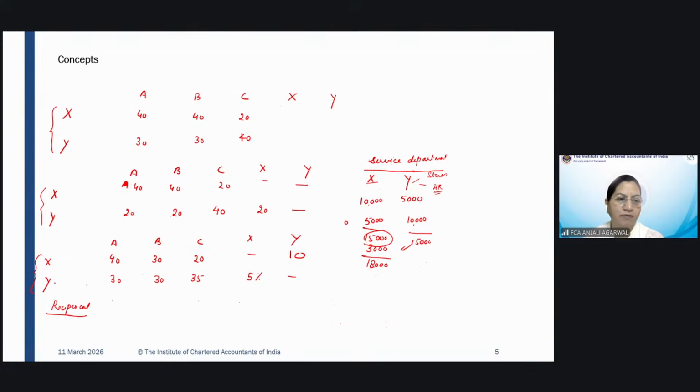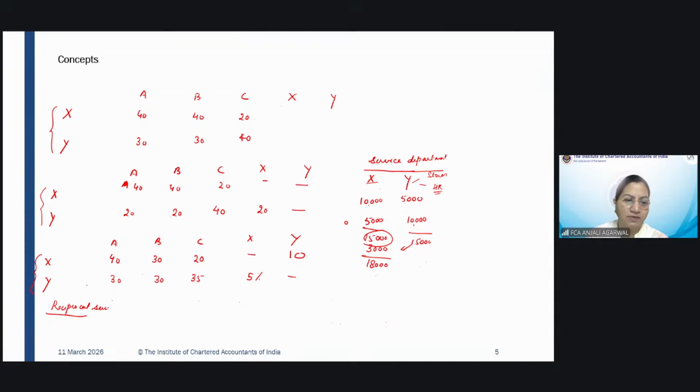But if X is canteen, Y is HR. So Y will recruit for all the departments, including the chefs and the cooks and the helpers, attendants for X. And X being, let's say, the canteen department, all the employees of A, B, C, and Y also come and eat in the canteen. The allocation of the service department expense to itself will not be done. The first one is simple, second one is step ladder, third is reciprocal services method.